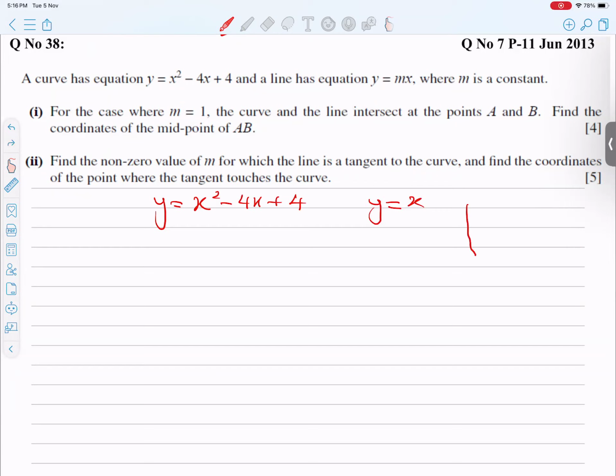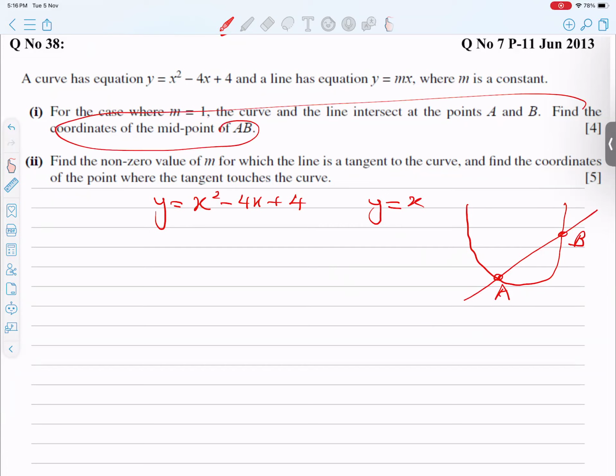Actually, the parabolic curve is like this, and this line is like this. So this is a parabolic curve, power 2, and this is a straight line. They intersect at 2 points, and he is asking here to get the A and B coordinates. So not a hard job. And then you find the midpoint of that. It is not a hard job.